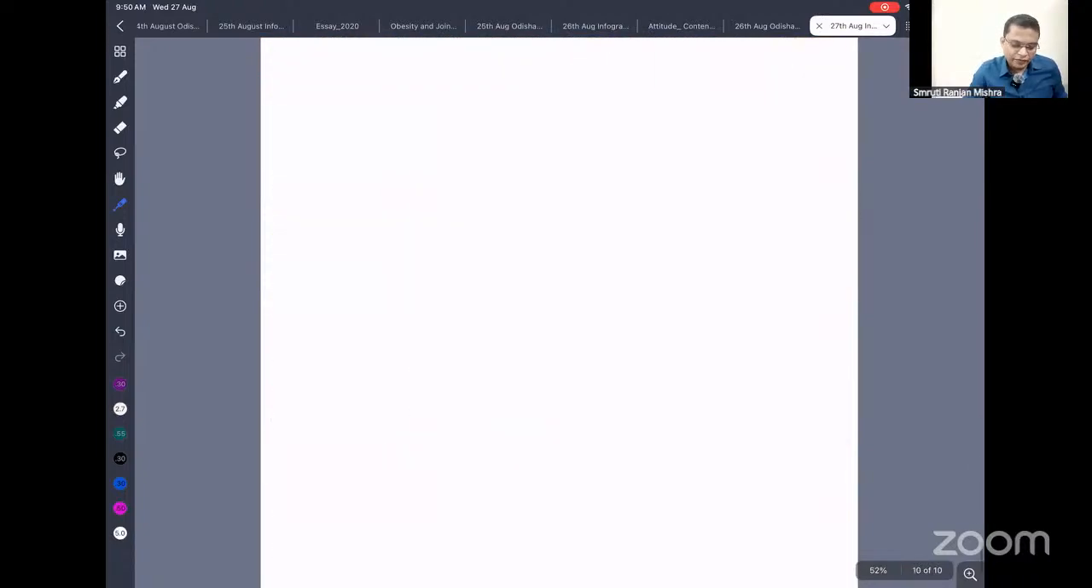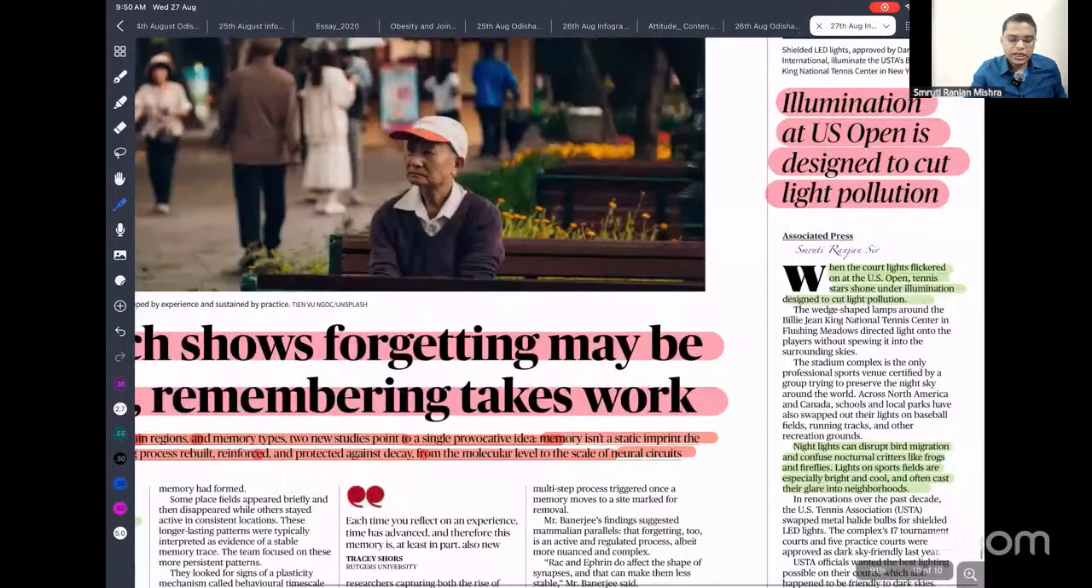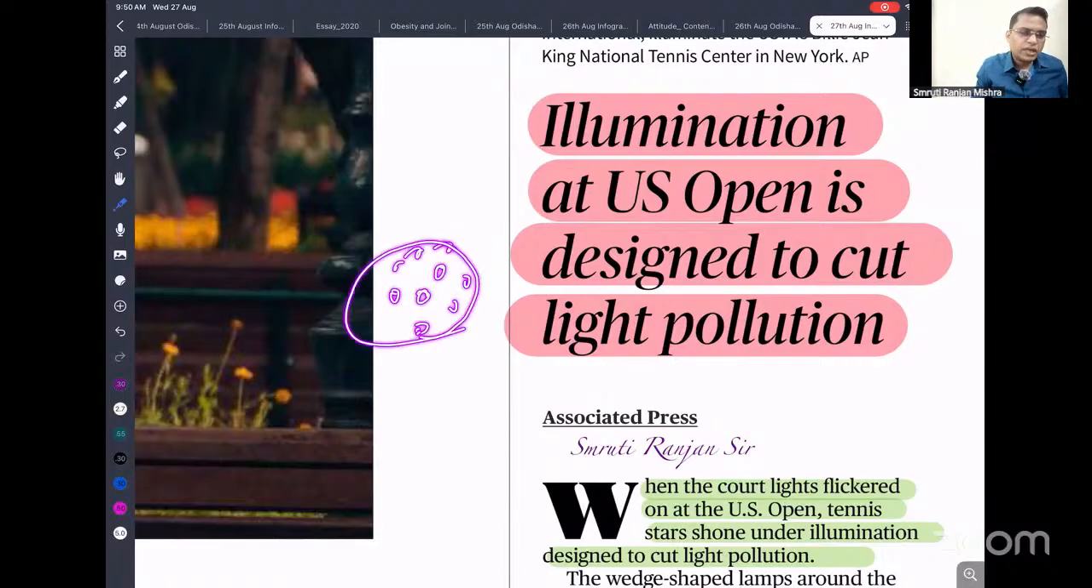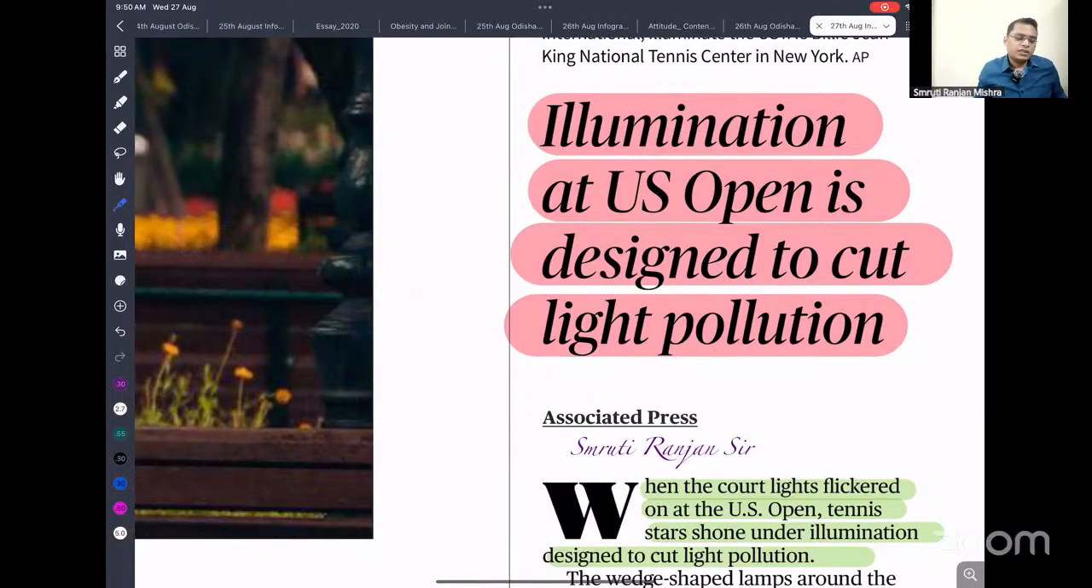Then the next page. The first one is: the USA Open is designed to cut light pollution. Recently, areas, street lights, and stadiums create pollution, because the earth does not belong only to human beings. Rather, the earth is everyone's planet, and everyone has an equal right to live on this planet. But humans are putting so much light, street light, stadium light, vehicle light. That is disrupting the movement, and everything about the animals.